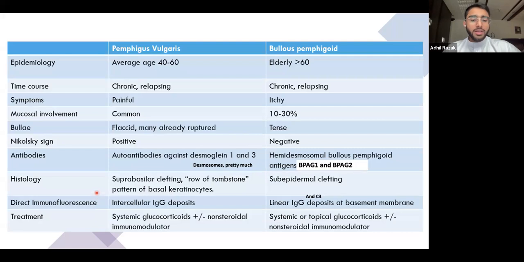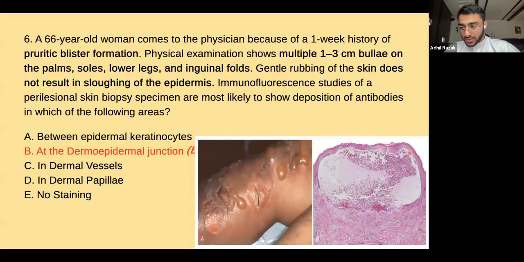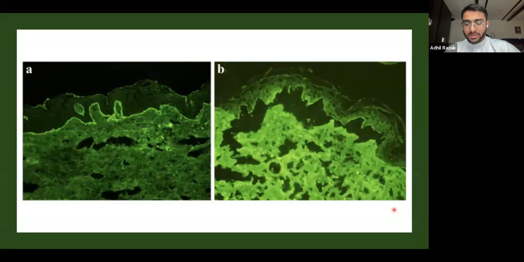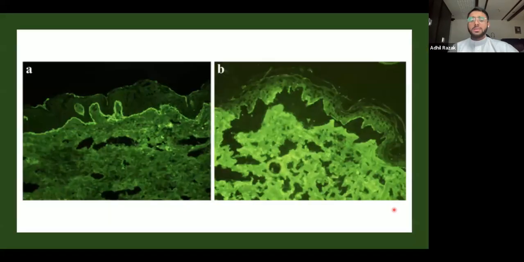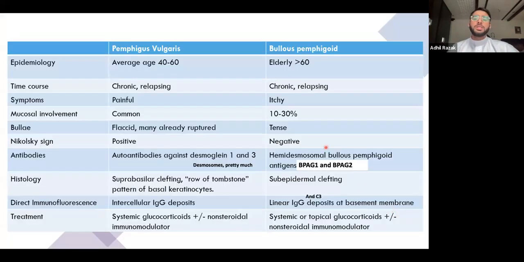Pretty straightforward. In the histology, you see a row of tombstones in pemphigus vulgaris. We'll look into the histology in a second. You see subepidermal clefting in bullous pemphigoid. As you can see, there's cleft formation. Just like a lot of the histology, it goes over my head, to be honest. But it's just something you can remember. Most of your questions, for at least these conditions, are going to come about either the antibodies or the clinical presentation itself.